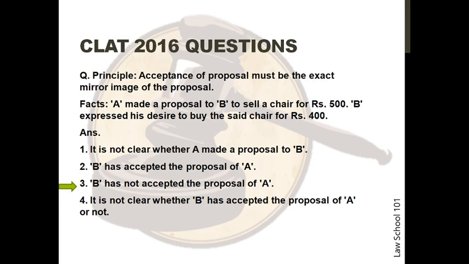The correct option is 3. B has not given an unconditional acceptance and instead has made a counter offer. A mirror image of the proposal would be B accepting the offer for the amount Rs 500 as in the proposal. Now we move on to the next question.